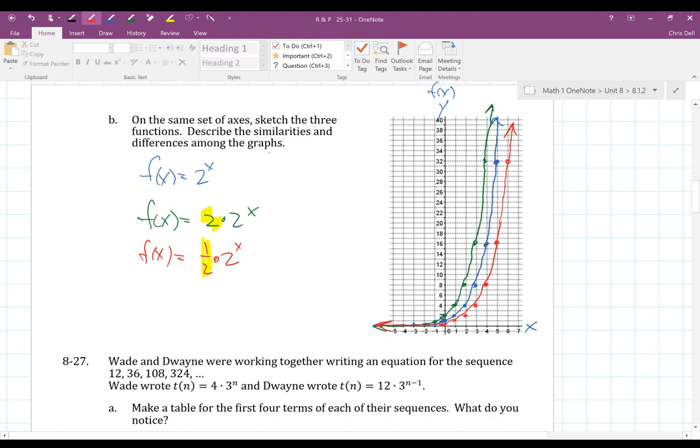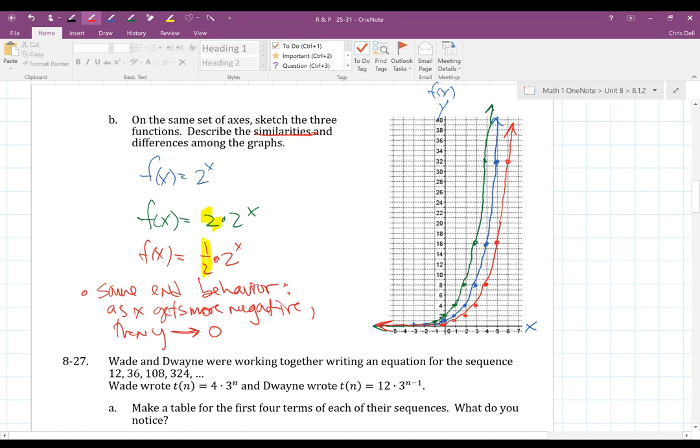So one of the things that is similar, because it asks for the similarities, one similarity is the same end behavior. Okay, which means what? As x gets more negative, then y approaches, and we're going to use this arrow, approaches 0. It's never going to equal 0. It's going to approach 0. It gets closer and closer to that zero, but never crosses it.